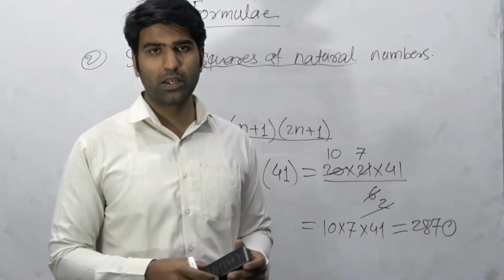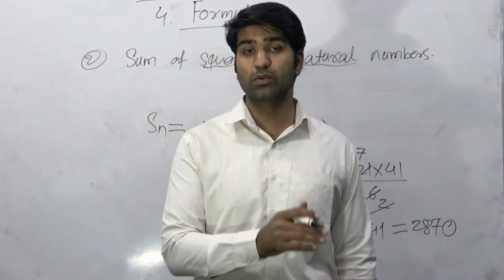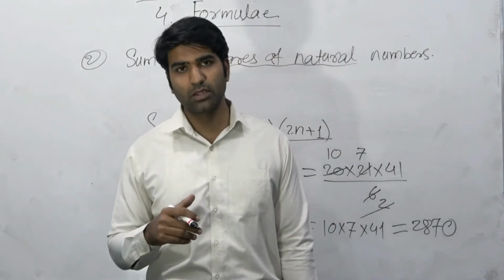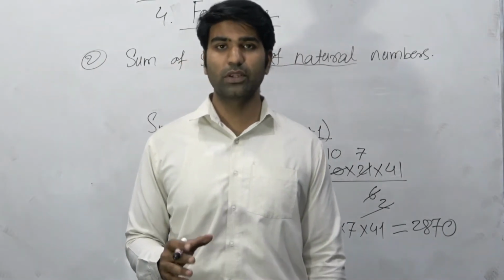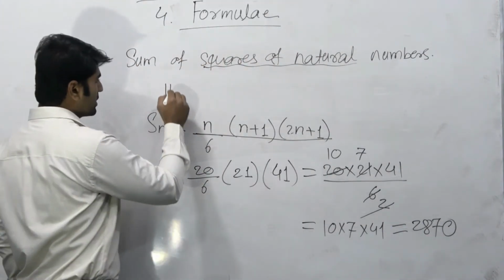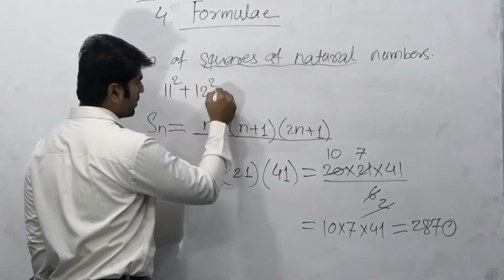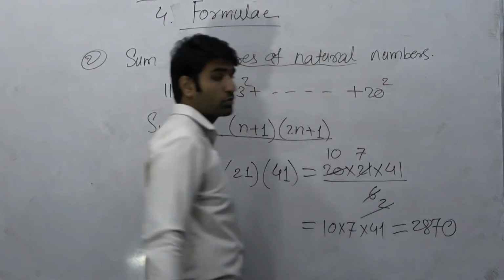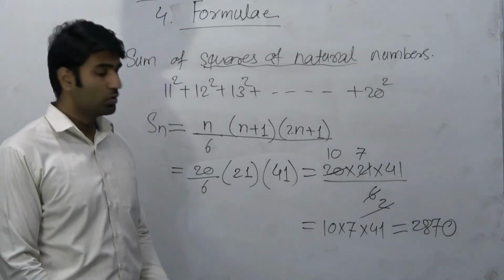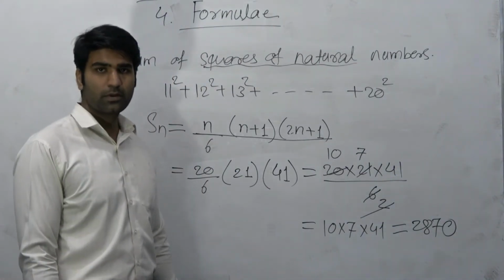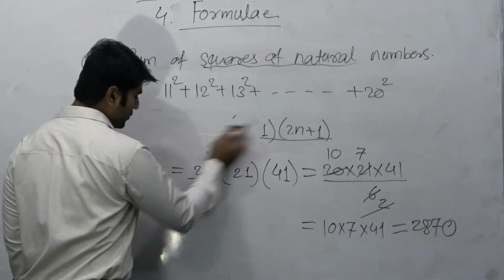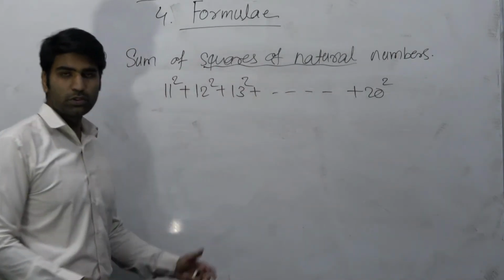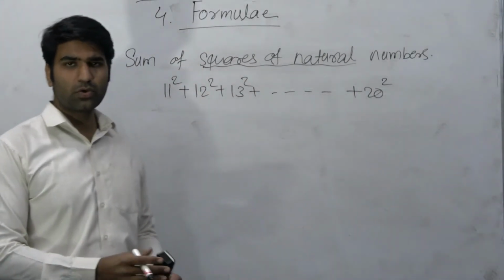In the first formula we have seen, what happens if the series doesn't start with 1? In the same manner, if the given series doesn't start with 1, like if there is a calculation like 11 square plus 12 square plus 13 square up to 20 square, then what to do? Can we use this formula? We cannot use this formula directly, but we have to use this formula.